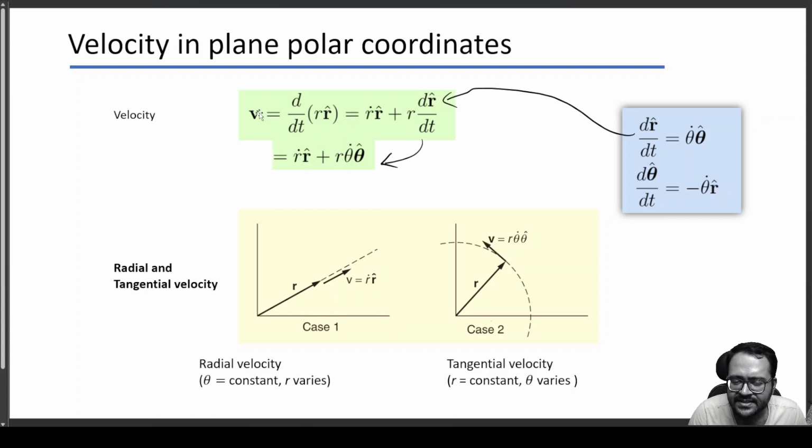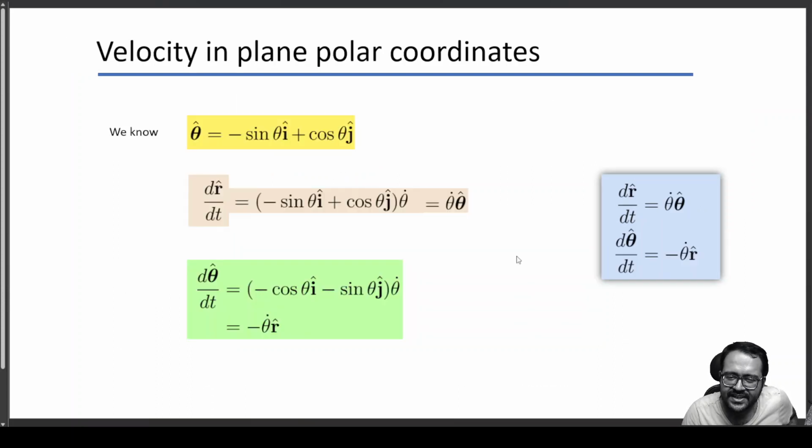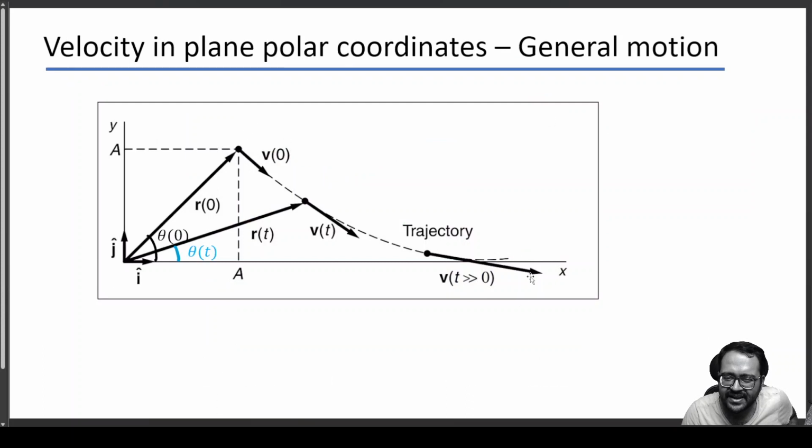Here I see that velocity has two components. One is the radial component, and this is the tangential component. So r dot is the radial velocity, and r theta dot is the tangential velocity. For radial velocity, theta is constant and r varies. For tangential velocity, r is constant and theta varies. These two are special cases. In a general case, anything can vary.